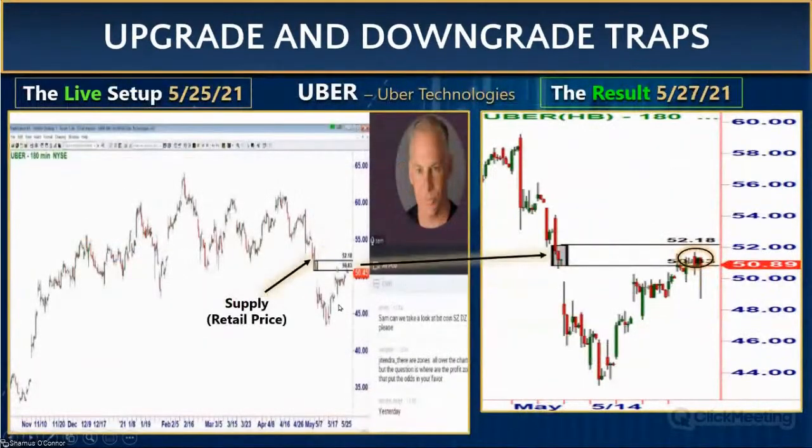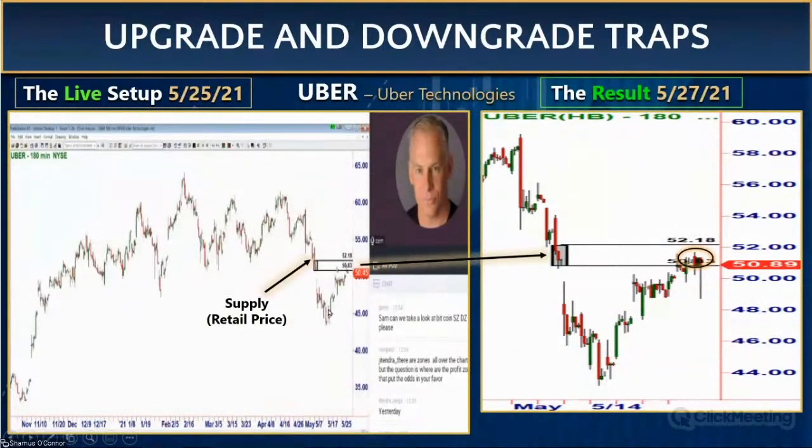Here's another example, a great little setup that Sam had on Uber. He was doing this in front of our live members in the forum. Here's Uber on a 180-minute chart. Here's our pattern. We had a little drop, base, drop. You can see this big gap away in price, indicating a very, very strong amount of supply there. A lot of institutional selling at this area.